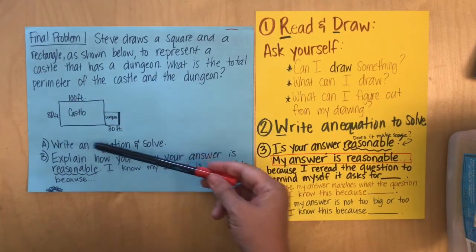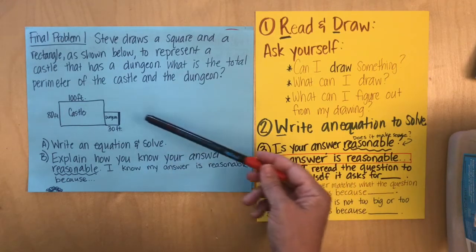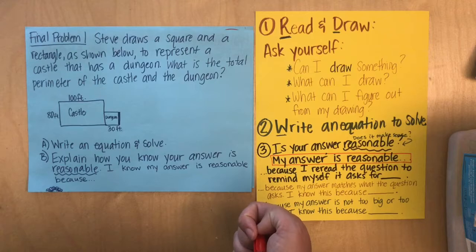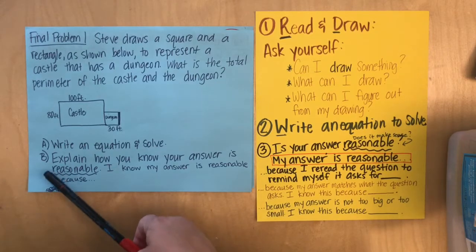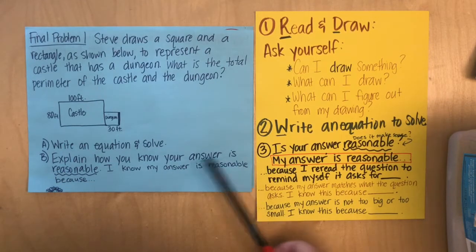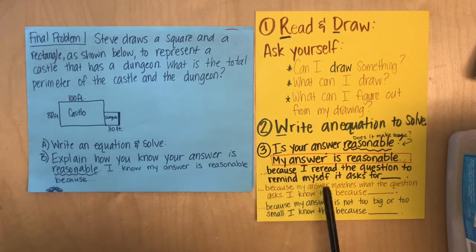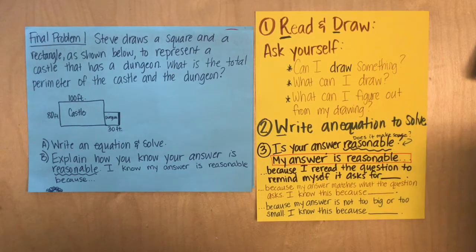On A, you're going to write your equation to solve, but you might notice that you're going to have to fill in some of the information to your drawing. And then B, explain how you know that your answer is reasonable. So I know my answer is reasonable because, and then you're going to say on one of these, how did you know that your answer was reasonable? All right, so that is your final problem.